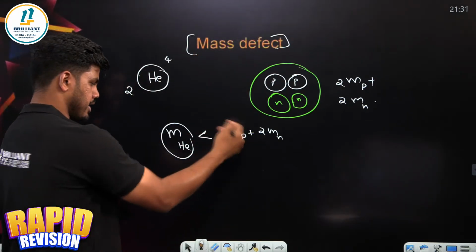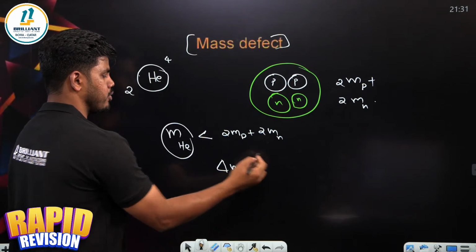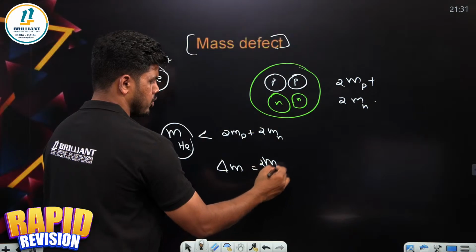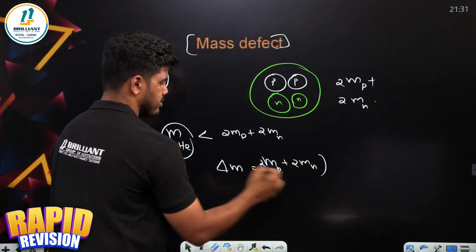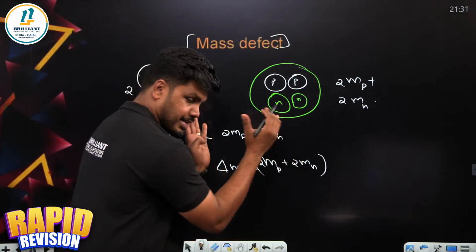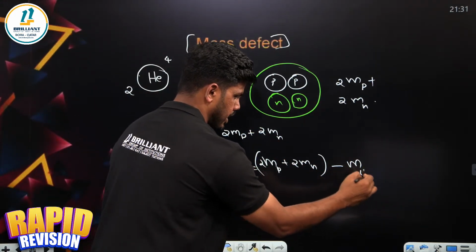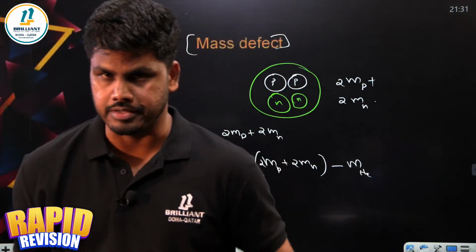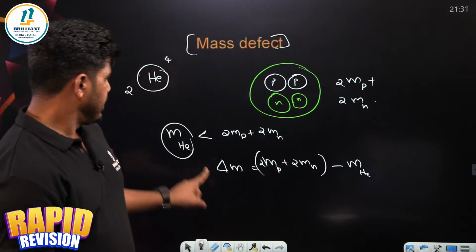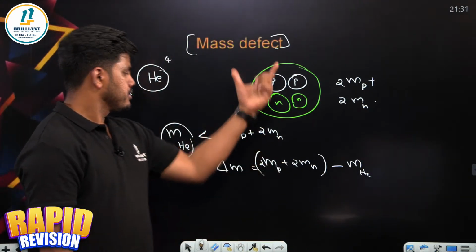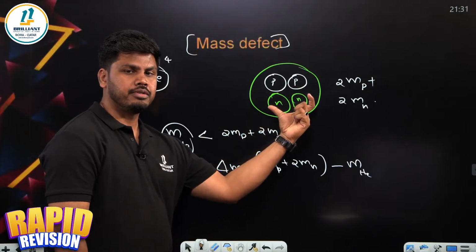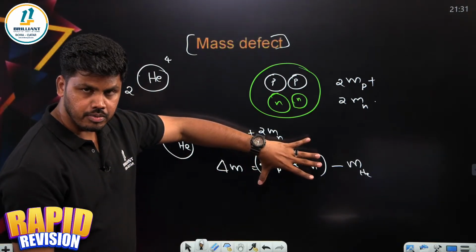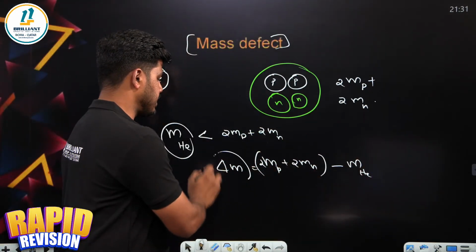Mass defect. And in this case, mass defect delta M can be calculated as 2 times mass of proton plus 2 times mass of neutron, because there are 2 protons and 2 neutrons. That is the expected mass. From that we subtract the actual mass of helium. That is the missing mass. And this is what we do in all the cases. Delta M, okay? Missing mass, mass defect. See, for constituent particles, the mass will be greater than the actual mass. So the sum of the particles' mass minus the actual mass will give you delta M.